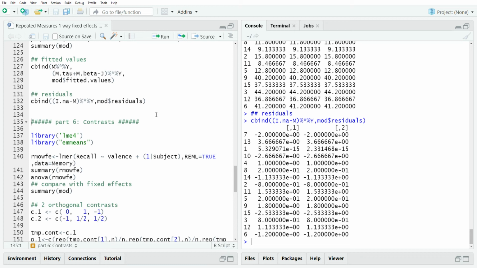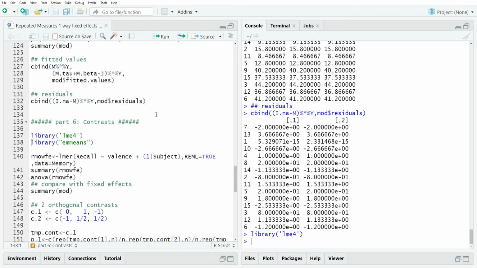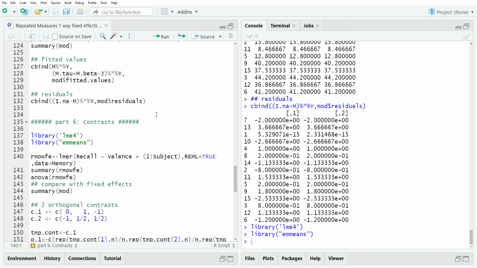And so I need lme4, which is the mixed effects model, and then emmeans, which is the estimated marginal means. And actually, I just recently discovered this library, and I wish I would have used this for my one-way fixed effects ANOVA, because it's pretty powerful. So here we create a repeated measures one-way fixed effects ANOVA. Valence is the fixed effect, and putting this in parentheses says this is the random effect. We're trying to predict recall.